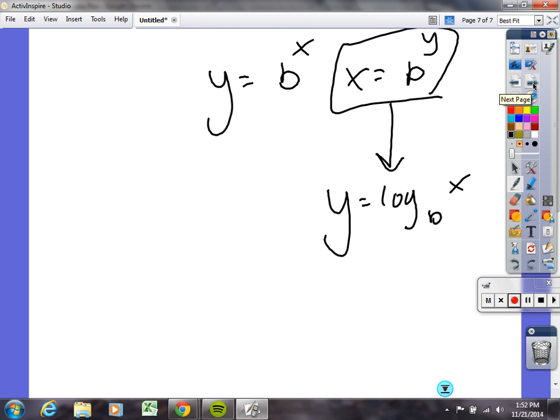So notice, if you guys will look here, if I'm at a logarithm, this says this base to this power equals this number. See that? This base, look, b, raised to the y equals x. So b raised to this power equals x.